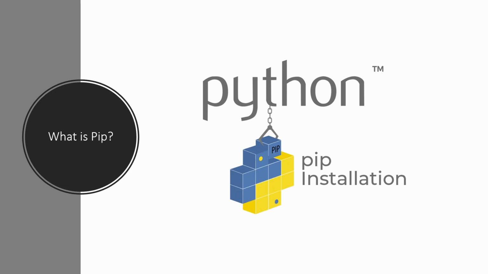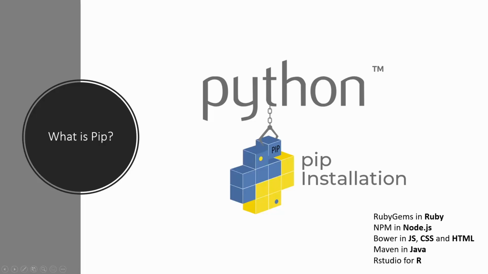Now, pip and Python aren't the only ones. There are other package managers out there in other coding languages. So, for example, a few here. So npm, for example, is a popular one used in Node.js. Bower is another popular one used in web languages like JS, CSS, and HTML, just to name a few.